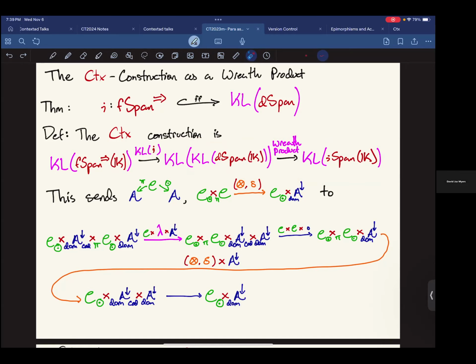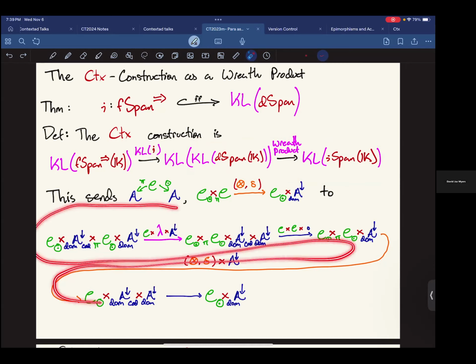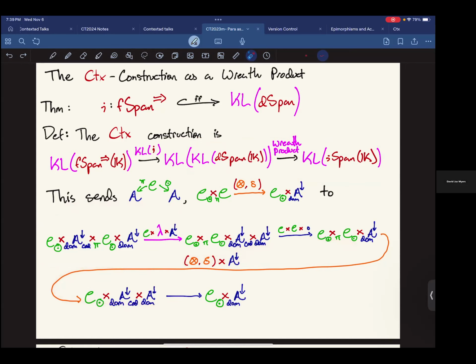And this includes the span, Kleisli, and para constructions, right? And so this is just this long formula here. That is the wreath product formula. So you use lambda, which swaps these two. Then you compose on here. Then you use this structure, which is the tensor and delta, and that actually picks you up from these two and you go into these two.